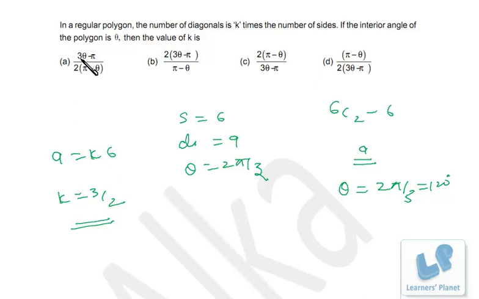So let's take the first option. 3θ, that means 3 into 2π by 3, that's 2π, minus π, that's π. And π minus θ, π minus 2π by 3, it's π by 3. So it's 3 by 2. So coincidentally from the very first option we are getting the value of k as 3 by 2, that we required, right? So option A is the correct option. I hope you are clear, right? It's not advisable to derive the formula because that will take much more time, right?